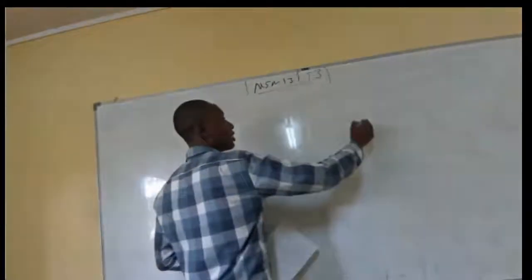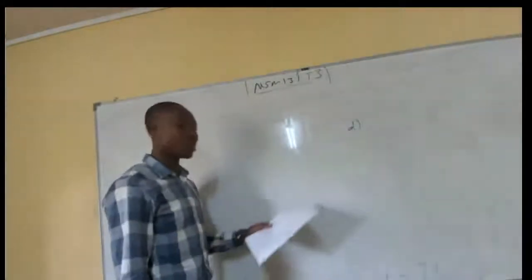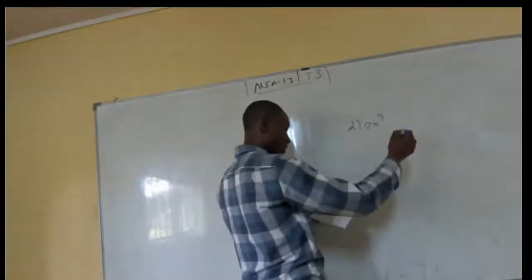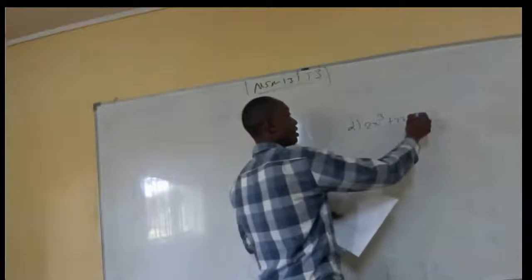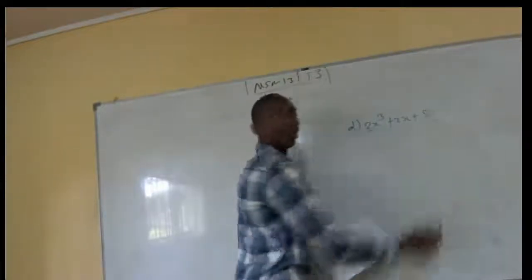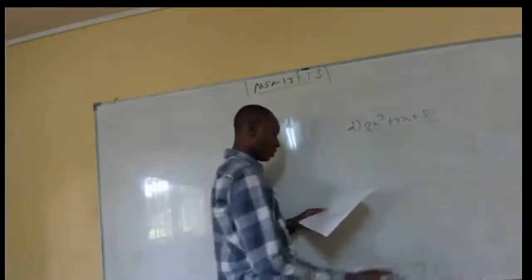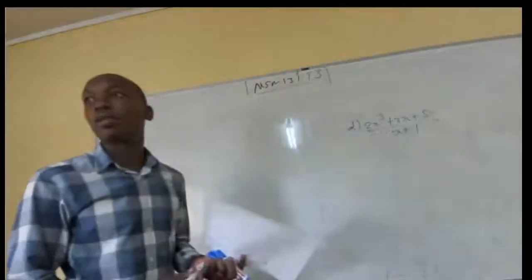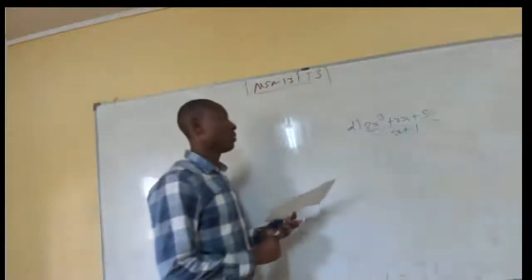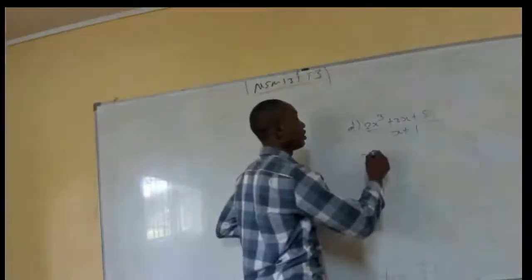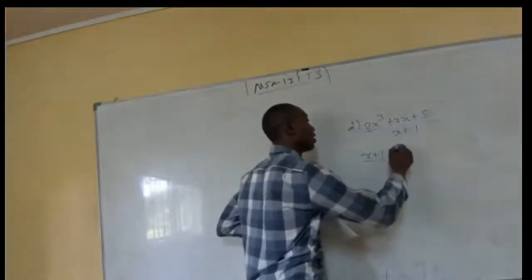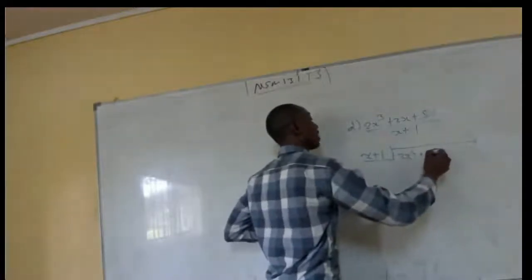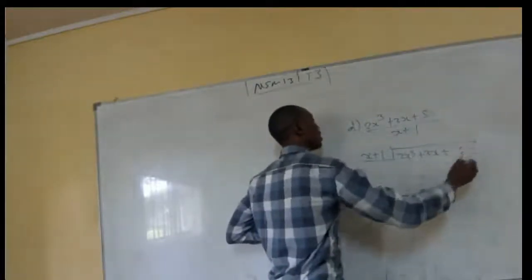Okay, so now I'm looking at D. D says (2x cubed plus 3x plus 5) over (x plus 1). So here what we are going to do is use the long division method. 2x cubed plus 3x plus 5.